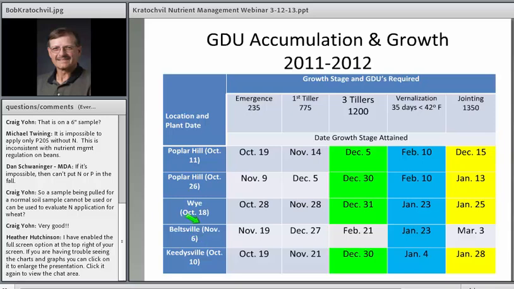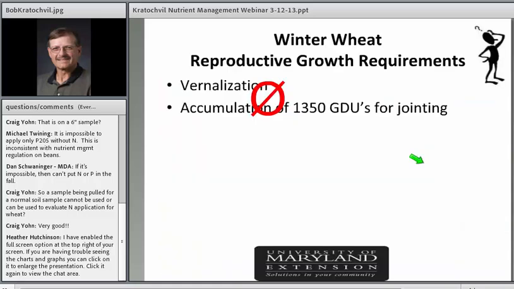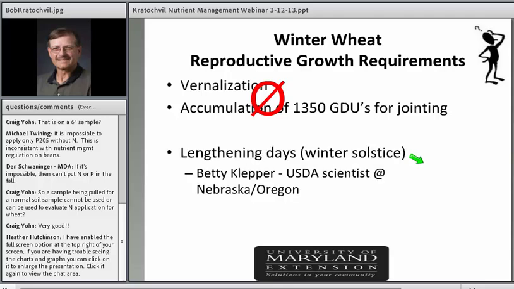So let's go back to that growth chart that we had, and let's throw in that vernalization requirement, see if we had attained it and when we attained it. And at all of the locations, we had had enough vernalization, even with the warmer winter, by February 10th at the latest. So I was still scratching my head because there was no jointing. So we've ruled out vernalization. It seems like this accumulation of 1,350 GDUs for jointing isn't the answer. What else could possibly be going on?